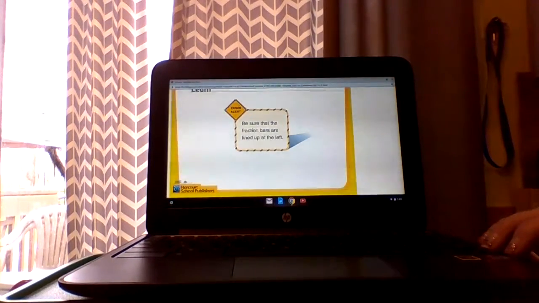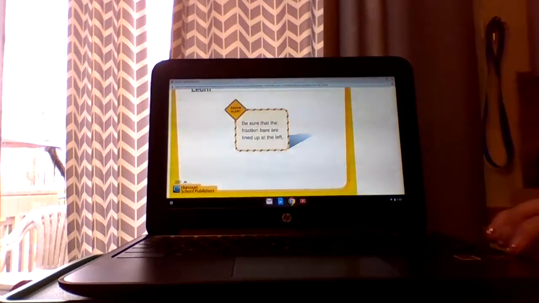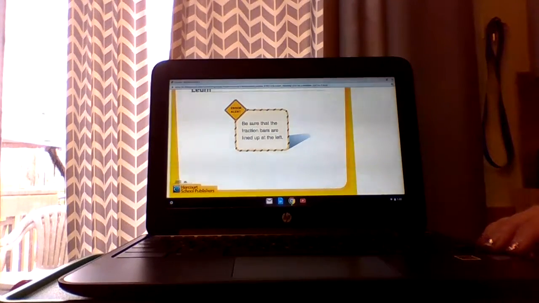Okay, now this is an error alert. Oh, watch. Make sure that when we line up our fraction bars, they're lined up at the left. And this is going to be pretty easy for you because it's all done on computer, so they better line them up correctly, right?